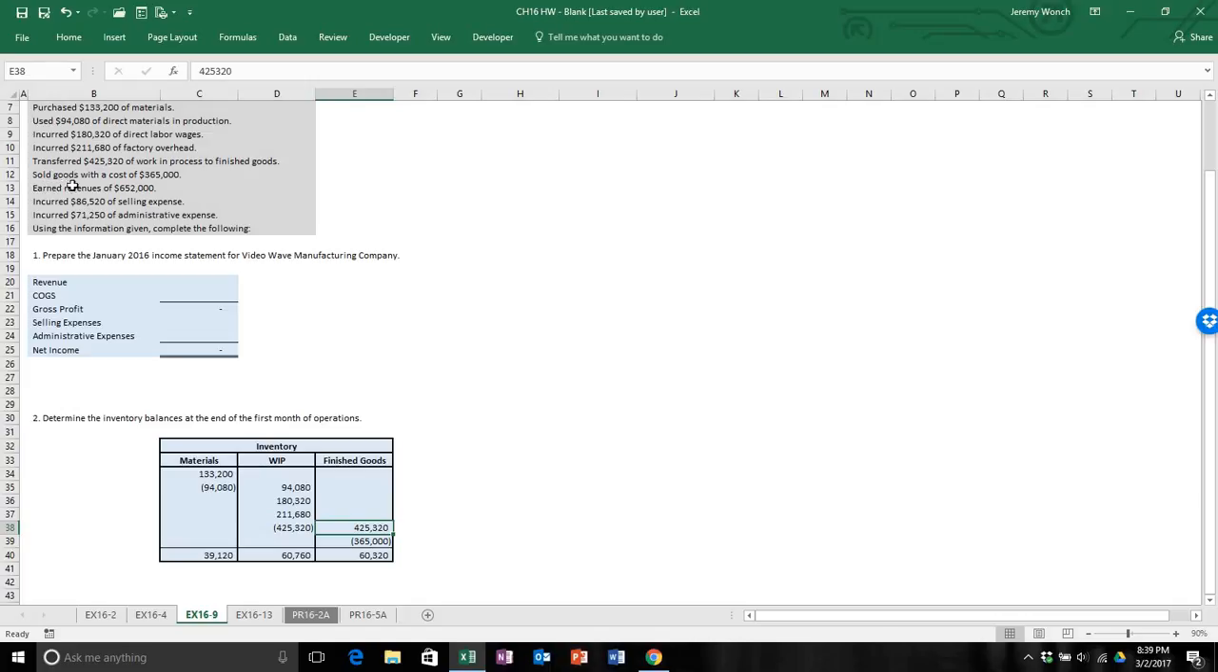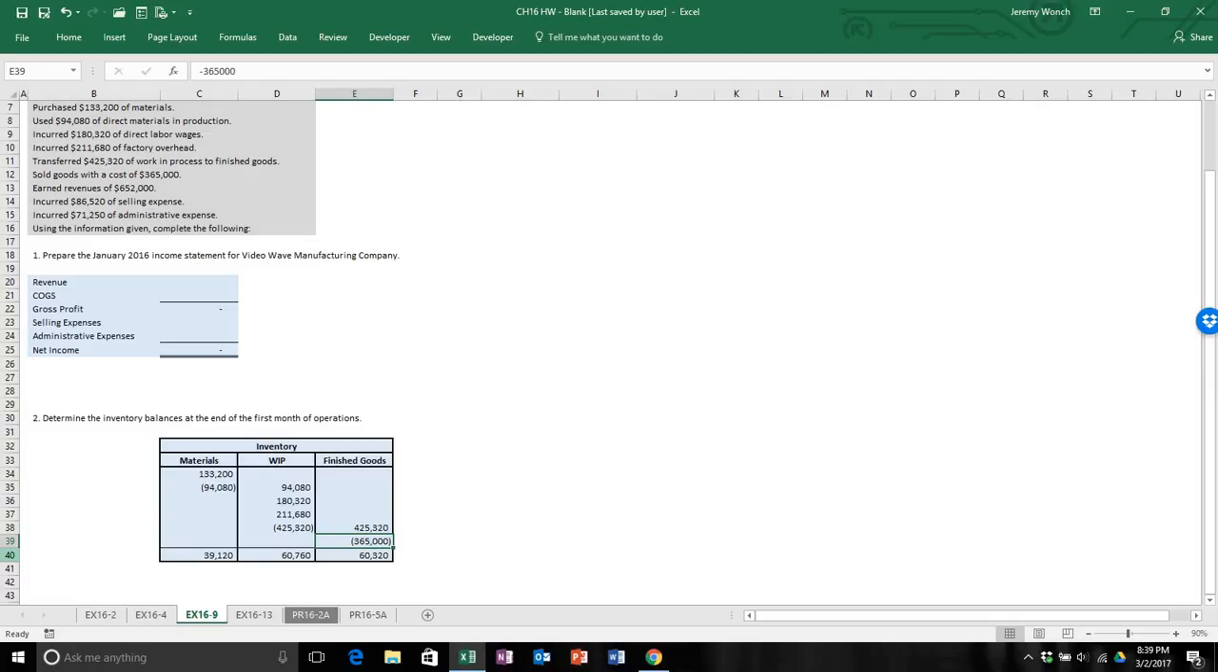We sold goods with a cost of 365,000. And so when we sell goods, we take it out of our finished goods right here. And so this is the first transaction. Before, all of these have not affected our income statement. These have just been inventory transactions. But right here, we sold goods with a cost of. So this is our cost of goods sold right here.